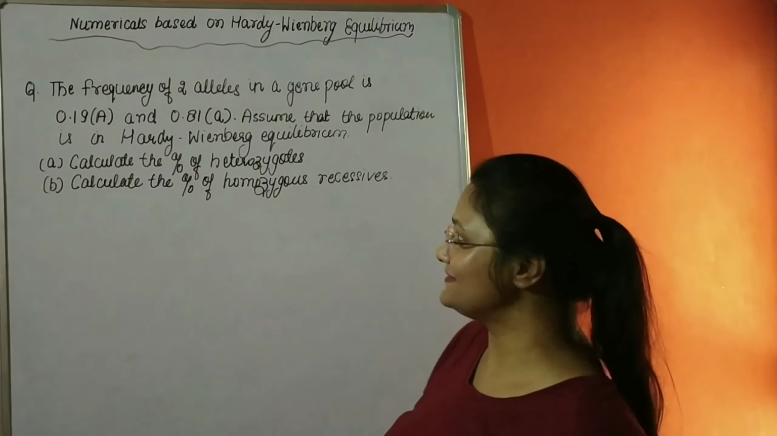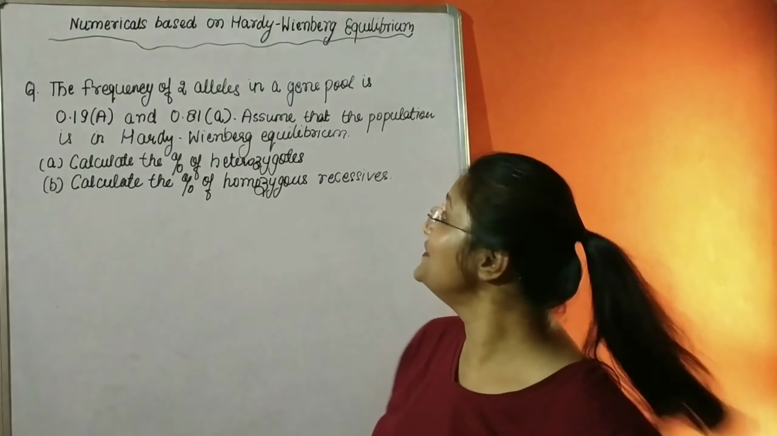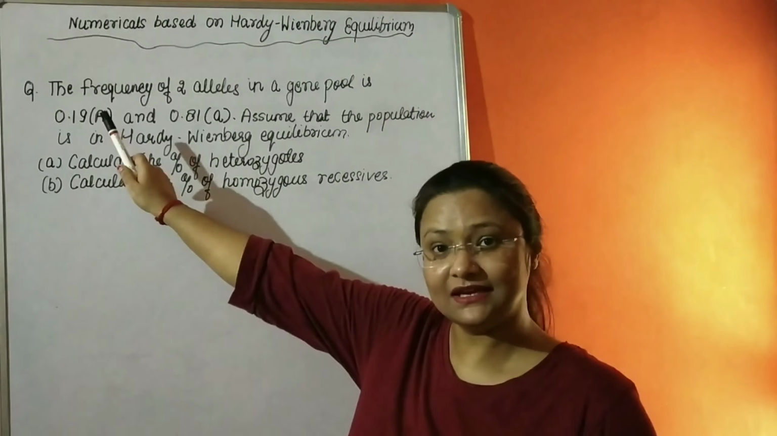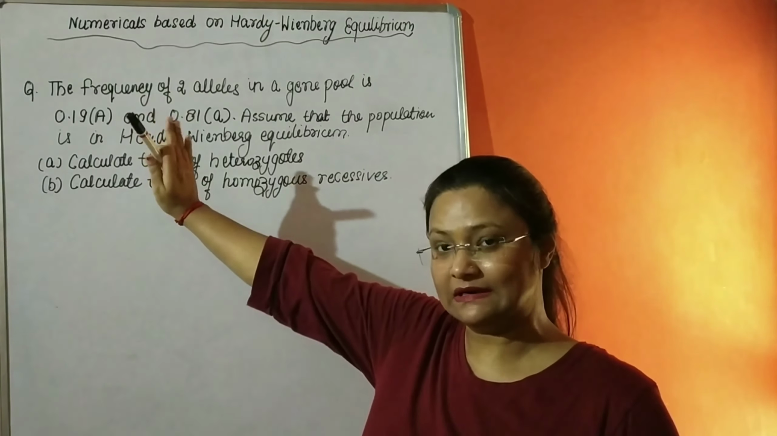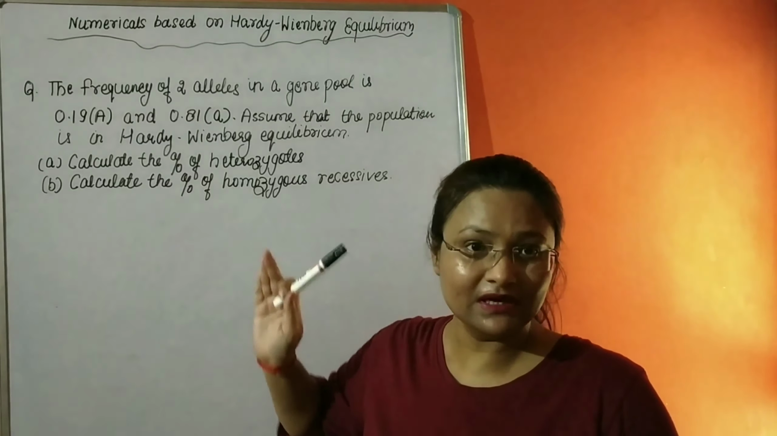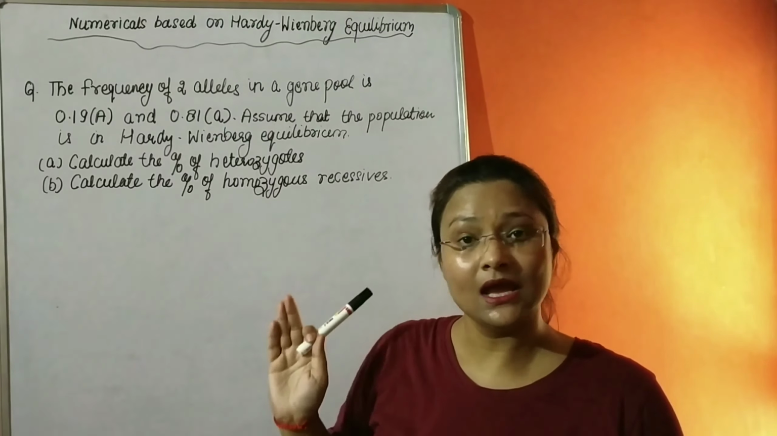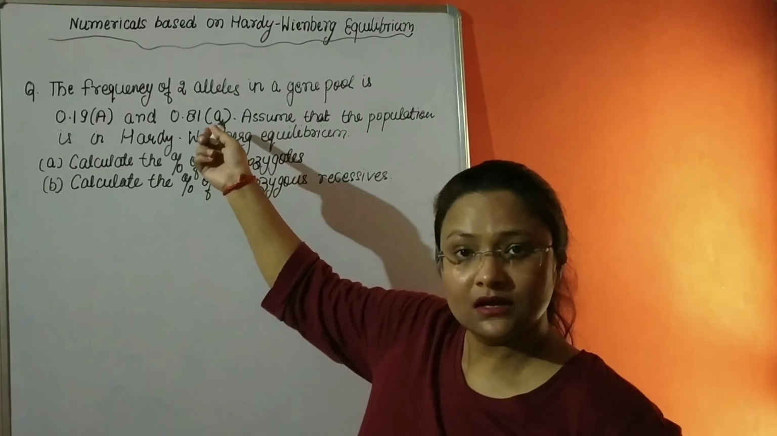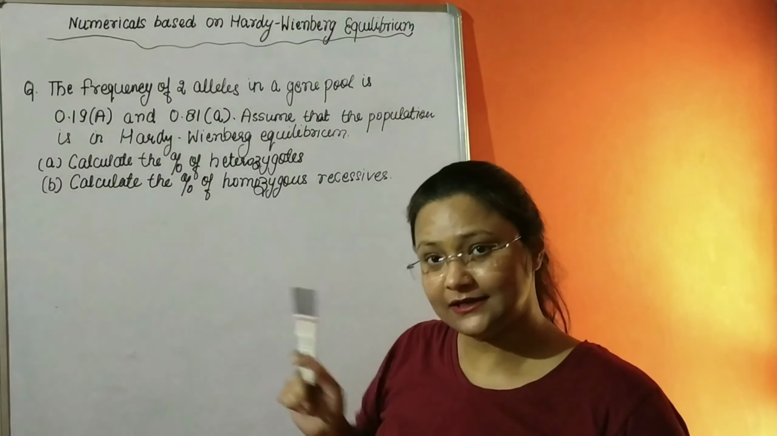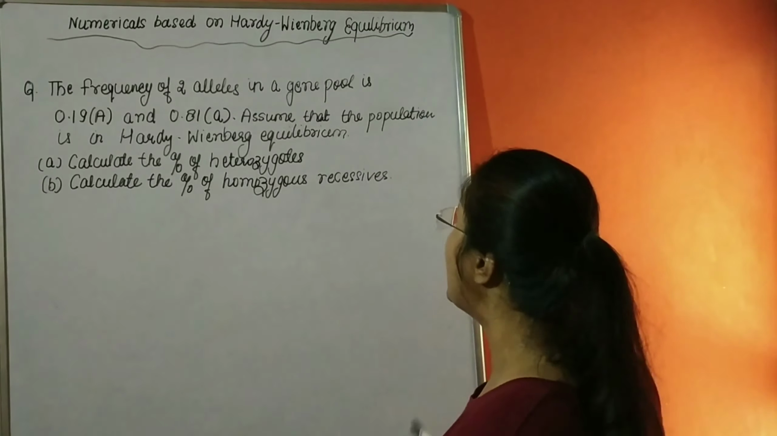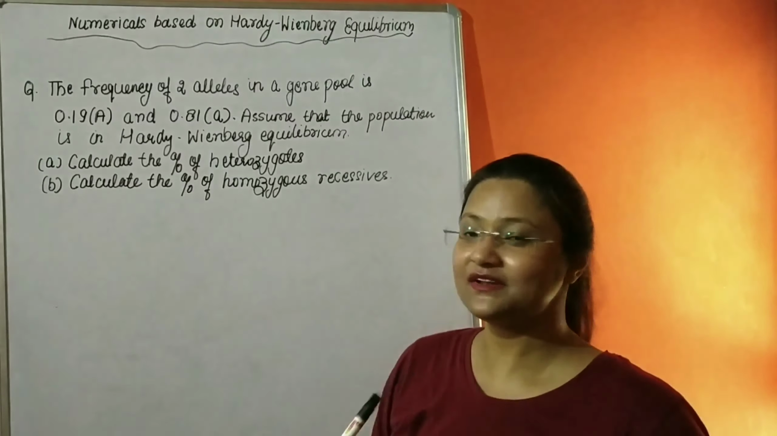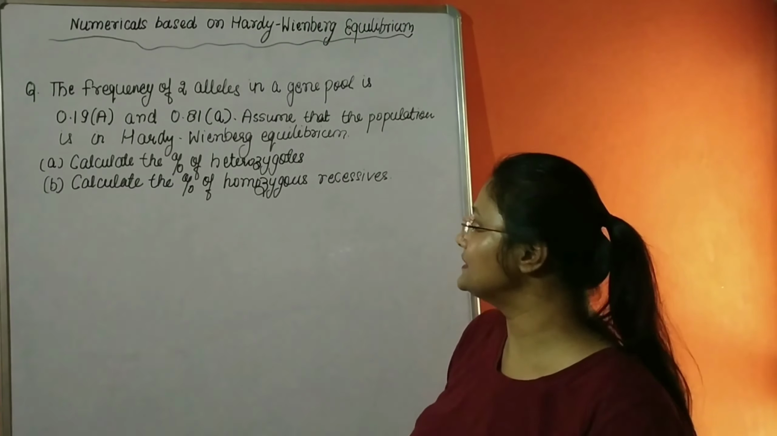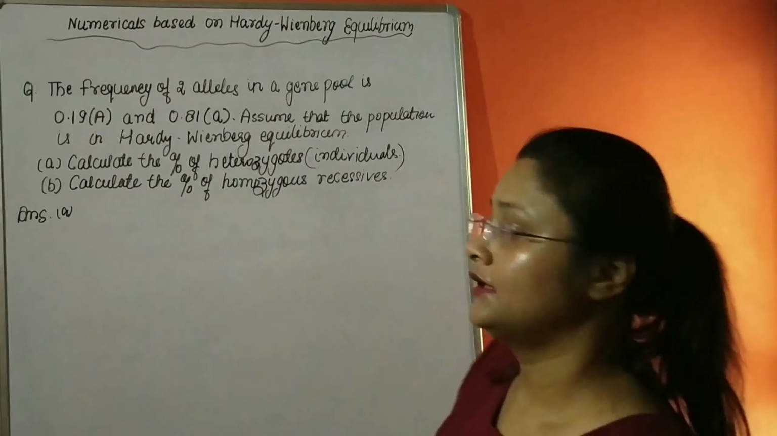So the first question is: the frequency of two alleles in a gene pool is 0.91 for capital A. Capital A is which one? The dominant one, which is represented by small p. And recessive is 0.81, which is small a, and it is represented by small q. Assume that the population is in Hardy-Weinberg equilibrium, and so the first part is to calculate the percentage of heterozygotes.